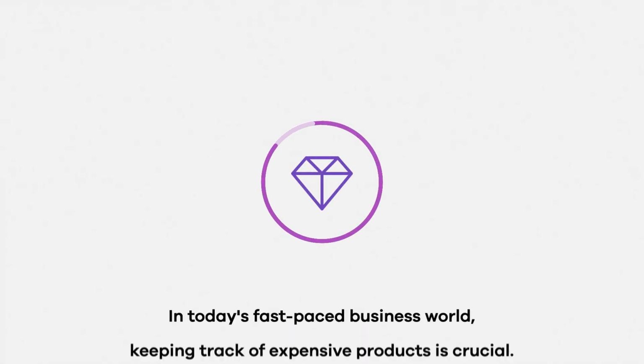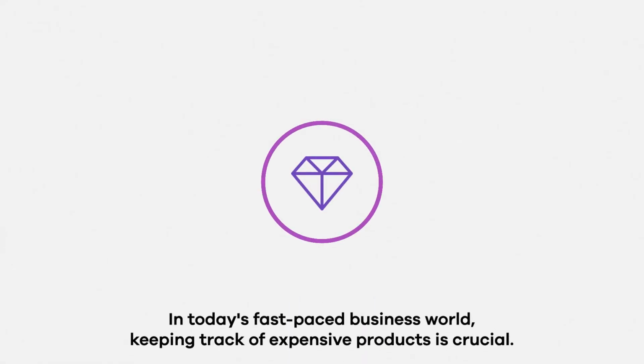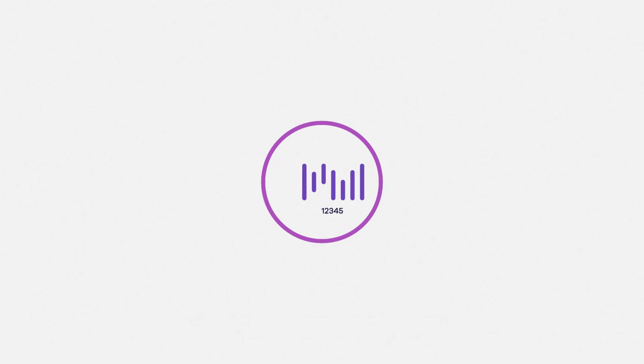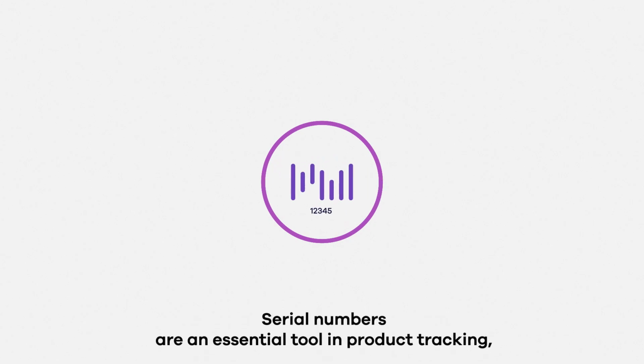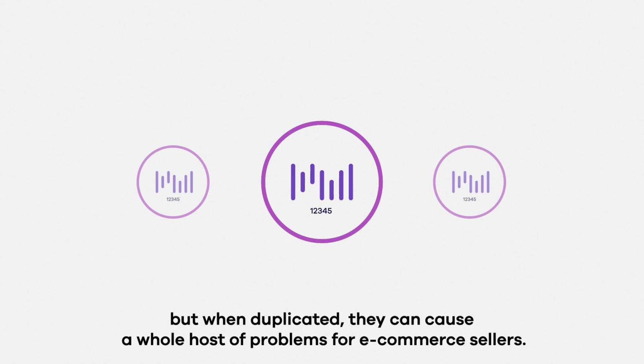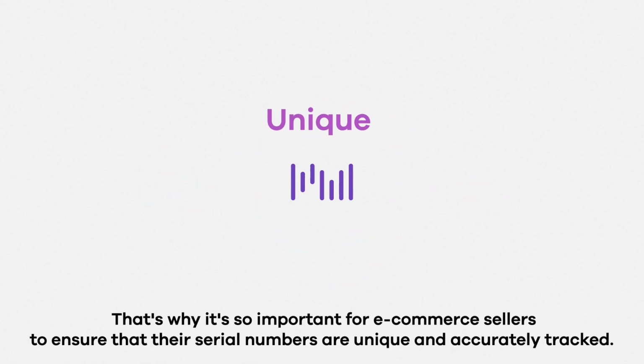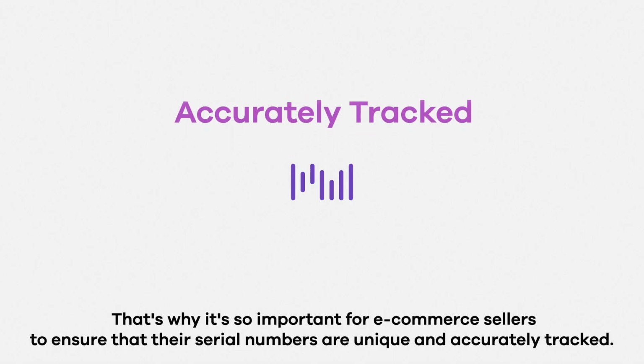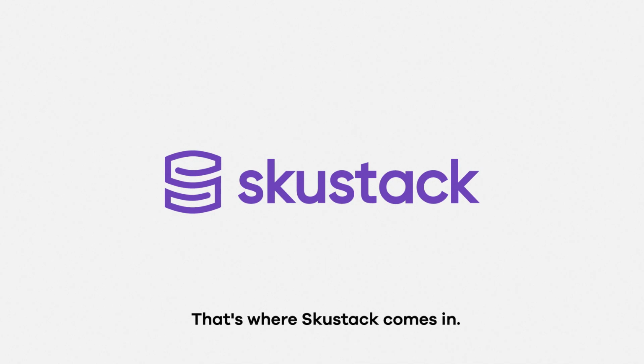In today's fast-paced business world, keeping track of expensive products is crucial. Serial numbers are an essential tool in product tracking, but when duplicated, they can cause a whole host of problems for e-commerce sellers. That's why it's so important for e-commerce sellers to ensure that their serial numbers are unique and accurately tracked. That's where Skustack comes in.